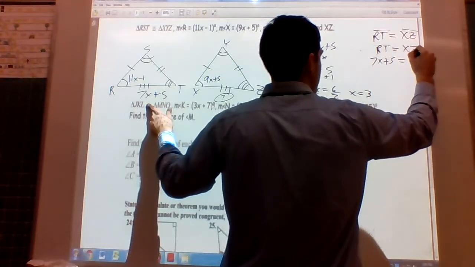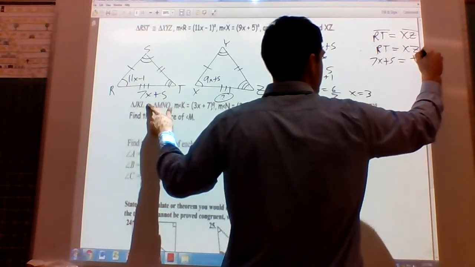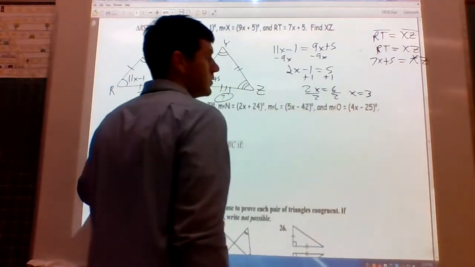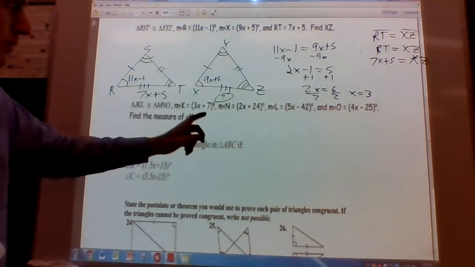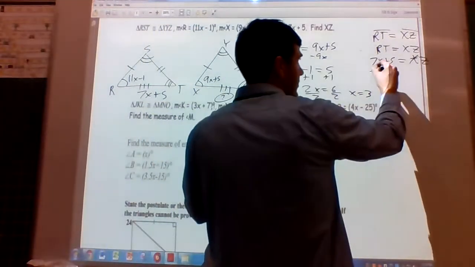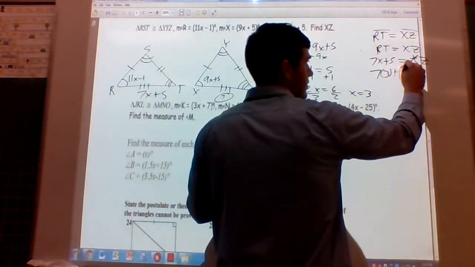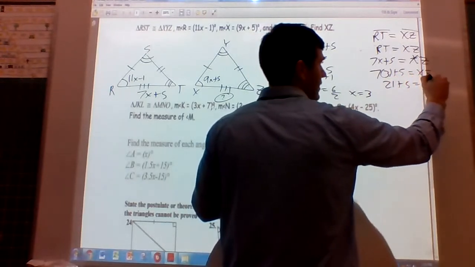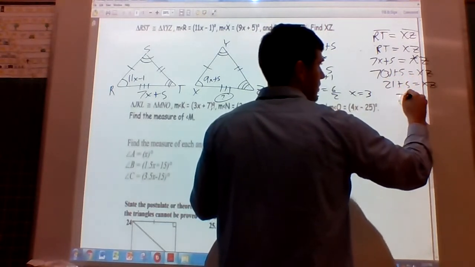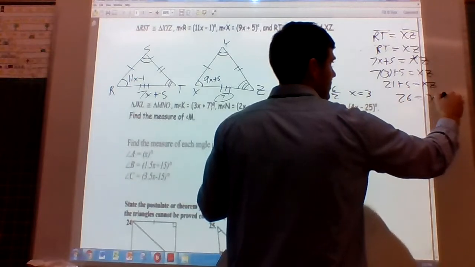So we know 7x plus 5 is going to equal XZ. Sorry, I'm trying to go a little quicker. Okay, we know x is 3, so we're going to do 7 times 3 plus 5 is XZ. 21 plus 5 is XZ. 26 equals XZ.